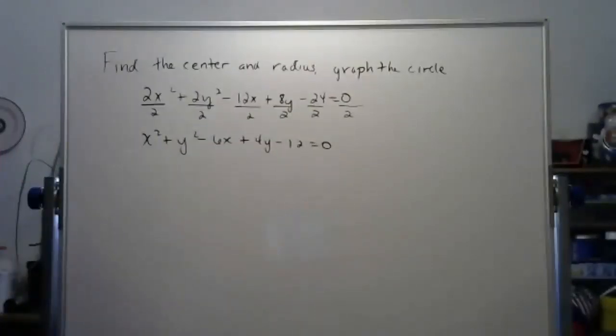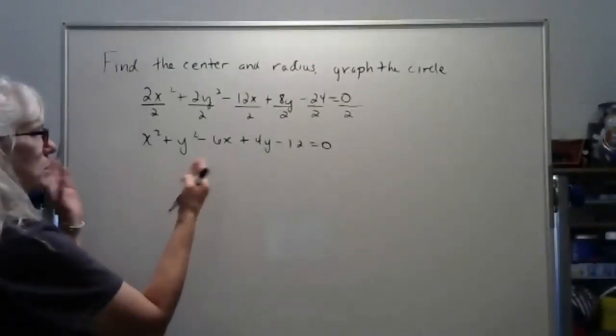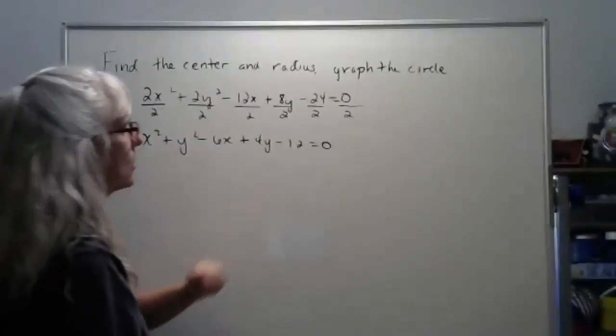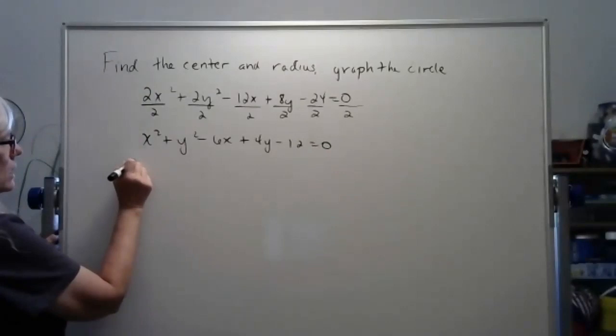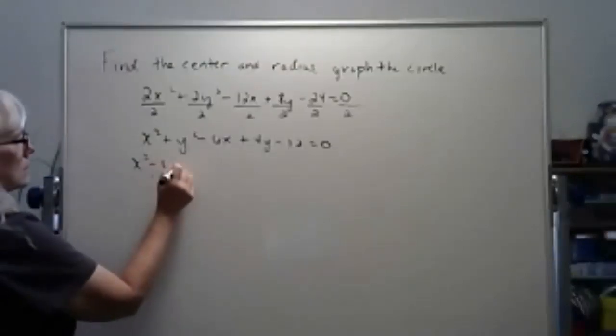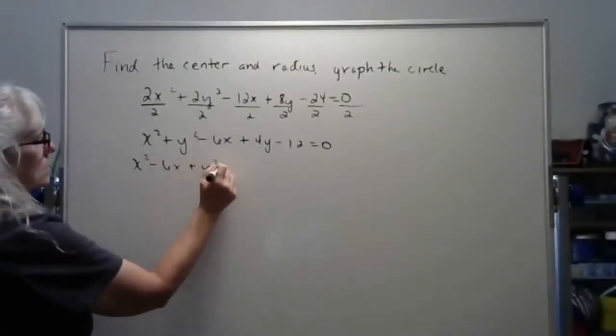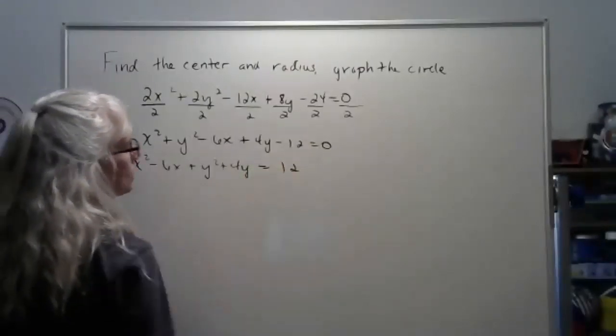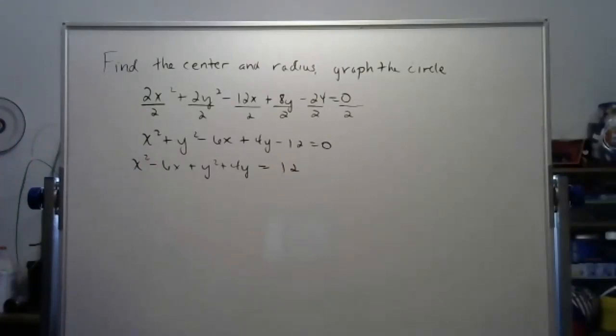Okay, now we'll go through the steps that we used in class. So remember what we want to do is group variables together. So I need all the x's together, all the y's together, and the constant on the other side. So we're going to rewrite it again. We'll do x squared minus 6x plus y squared plus 4y equals the 12. So I've moved the 12 to the other side.